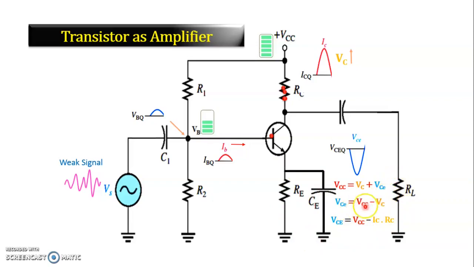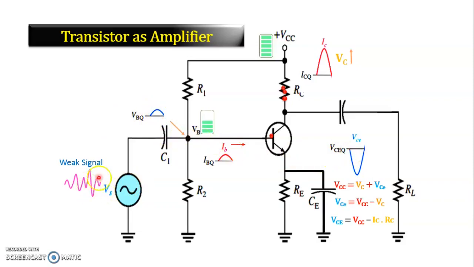So VCE will be what? VCC minus VC. VC is nothing but IC into RC, meaning the collector current times the collector resistance. Whenever IC increases, the voltage drop across RC will increase. This term is increasing and VCC is fixed, hence VCE will decrease. So we can observe here that the output voltage is in the negative direction, meaning it is amplified but it is 180 degrees out of phase with the input voltage applied at the base.